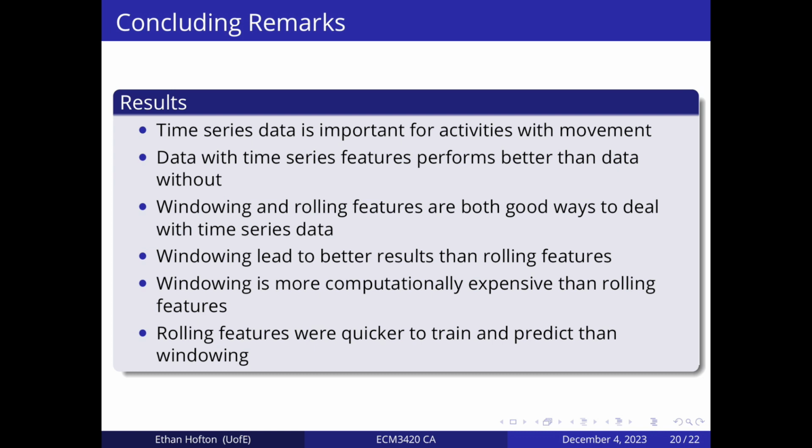This could mean the rolling features method is more suitable for applications where computational power is limited, for example on a smartwatch. Since the windowing data is more complex, it also allows for more complex models to be used without overfitting the data. This means there is also room for improvement on the architecture of the windowing-based models.